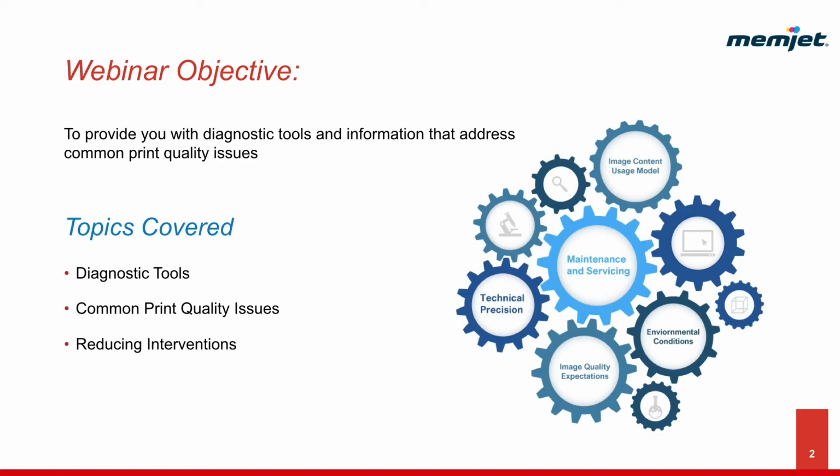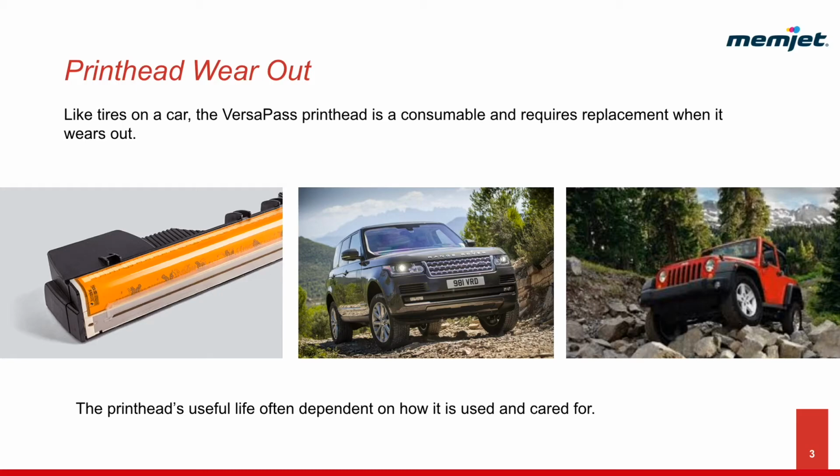So let's get started. Like the tires on your car, a VersaPass printhead is a consumable and it requires replacement when it wears out. The length of a tire's useful life is often dependent on how it's used and how it's cared for, as well as the external conditions that the tire is exposed to. The same is true of your printhead. We may not be able to change the duty cycle or the content of the application, but we do have quite a few knobs to defend against some of the external factors that impact print quality. But first, let's take a look at how a printhead actually wears out.